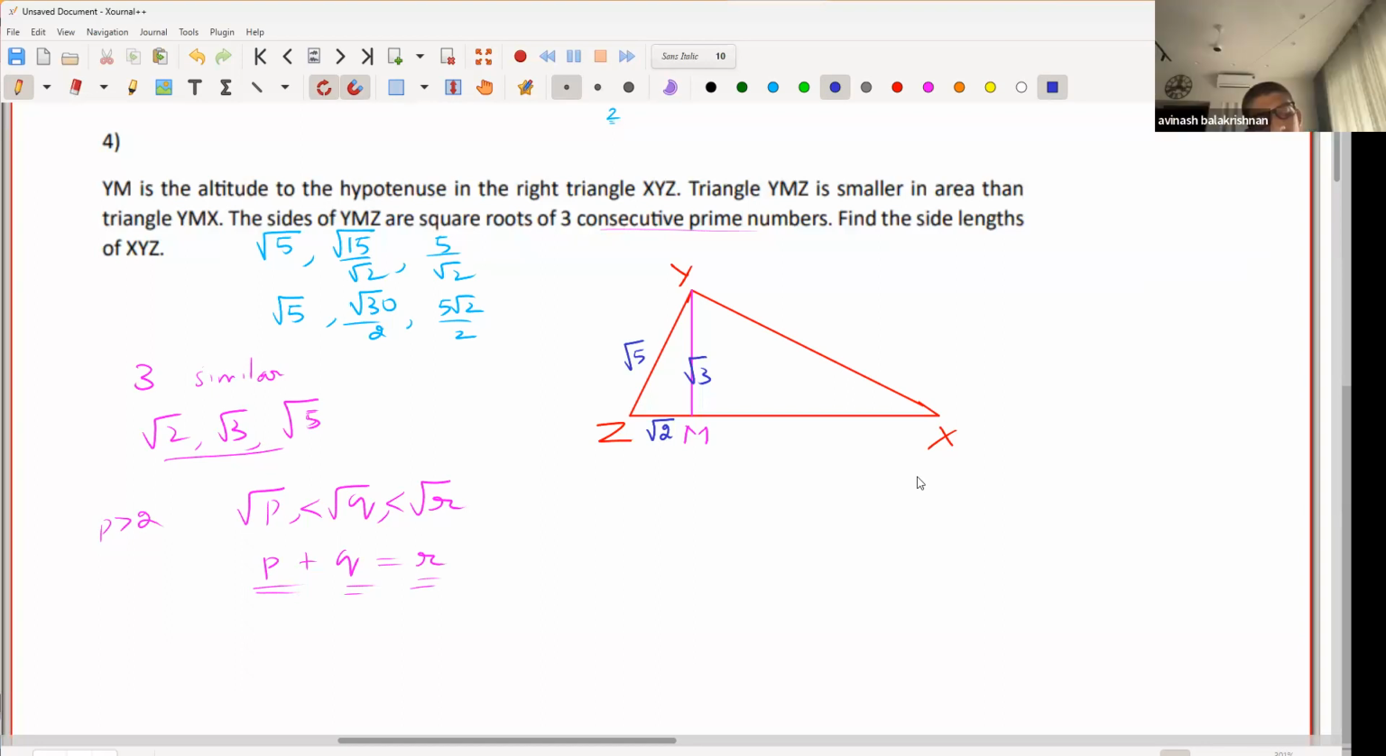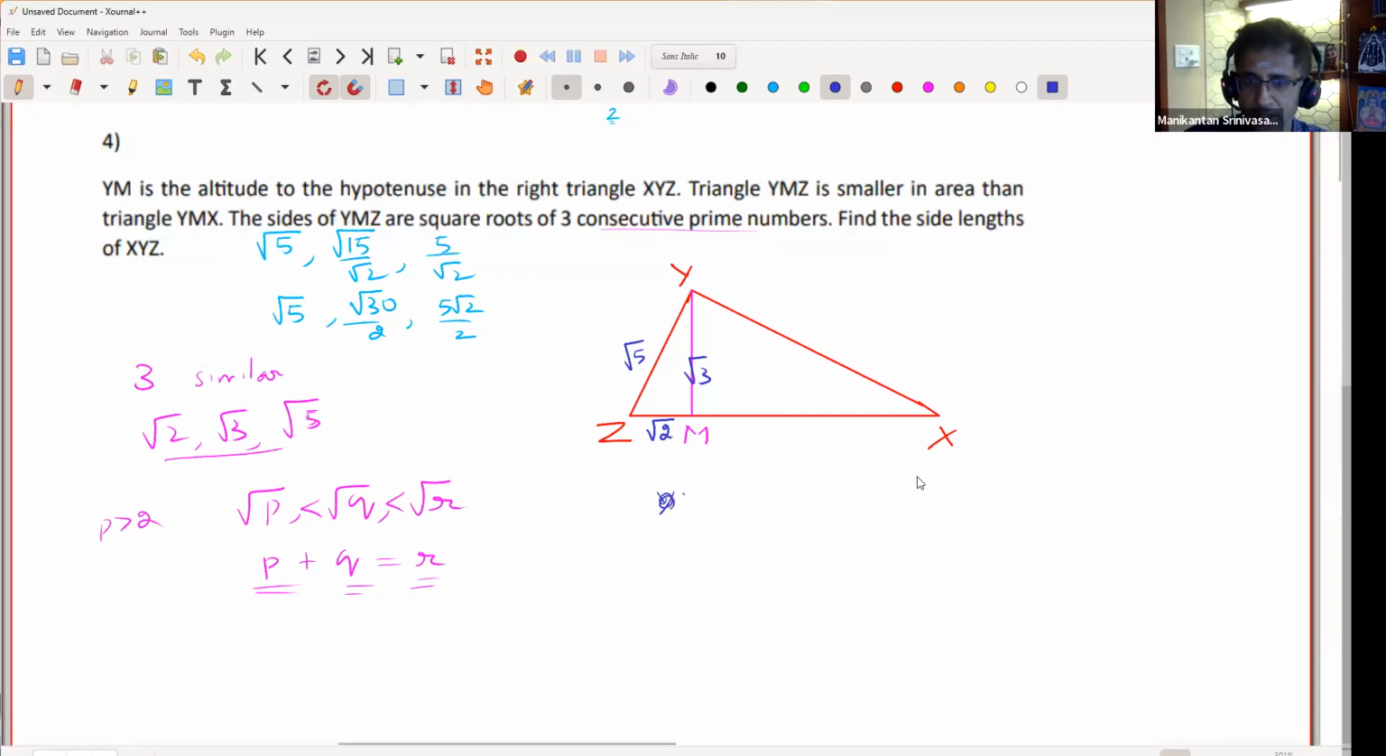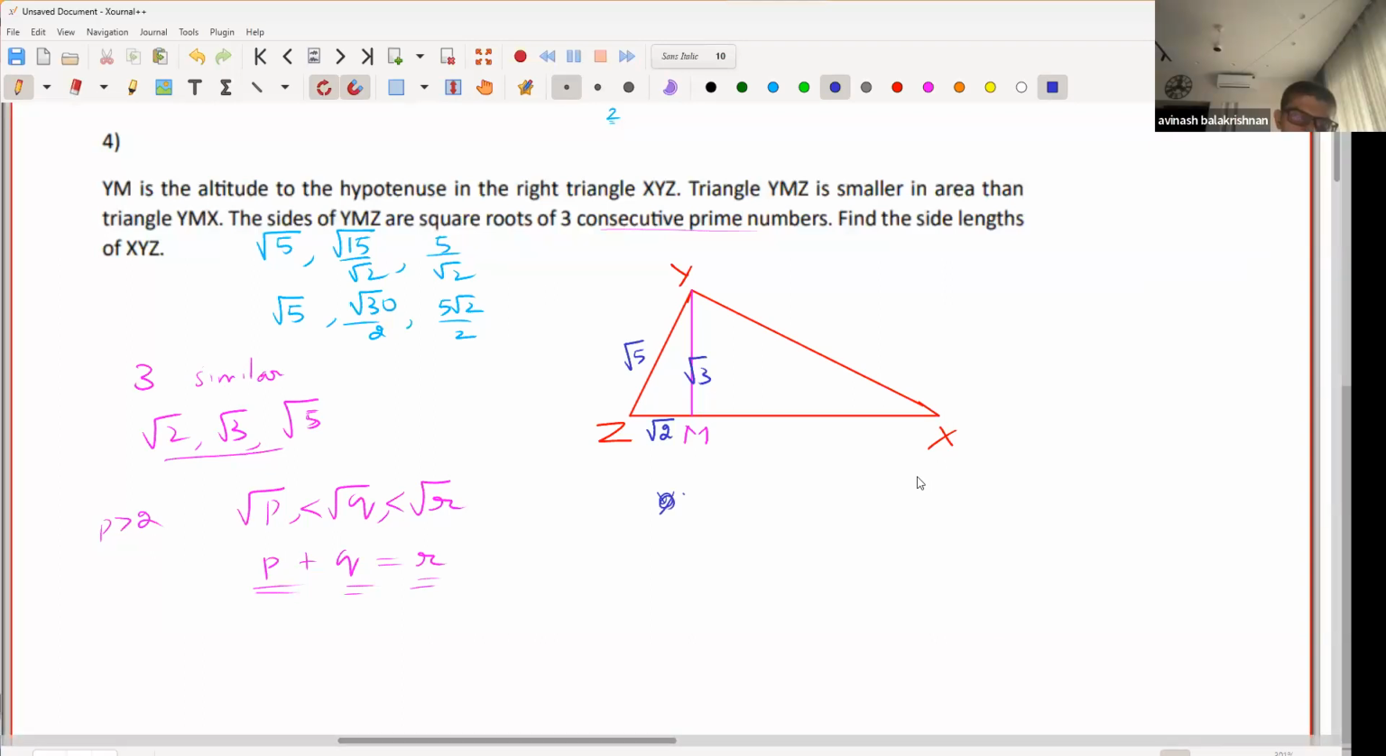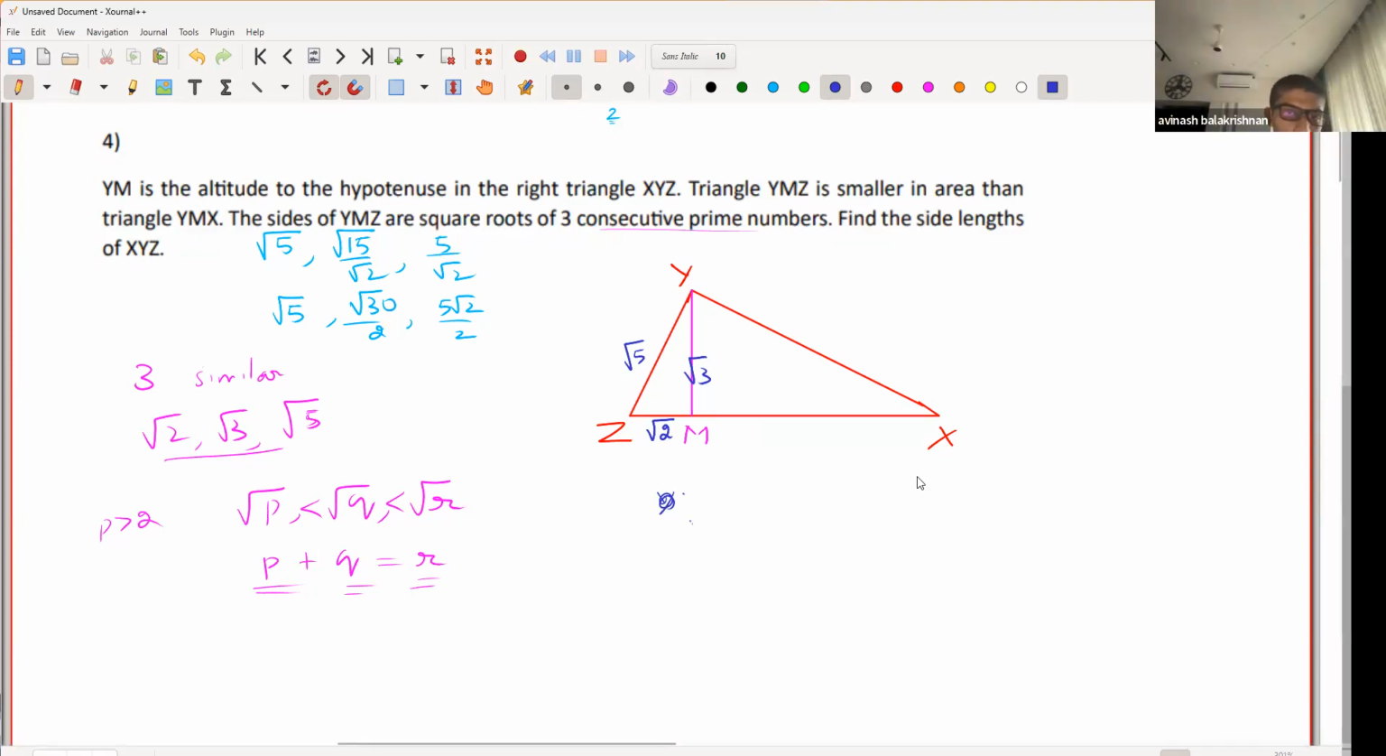So now we know that YZM is similar to YXM, right? So all the 3 triangles are similar. YZM is similar to YZX, the big triangle. All the 3 triangles are similar to each other; there are 3 sets of similar triangles. But I just directly went to the big triangle. Firstly, YZ will stay the same as root 5.